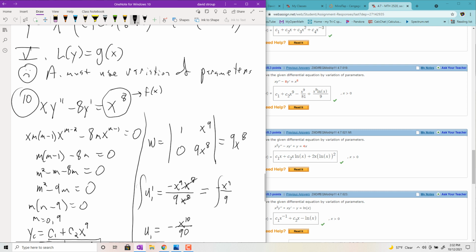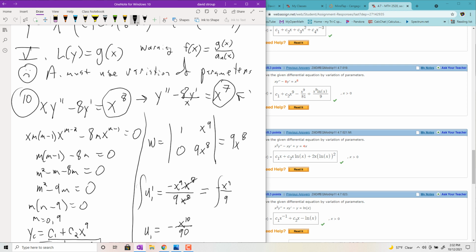Okay, so warning. F of x is not going to be g of x. F of x equals g of x divided by the leading variable expression. Okay, so f of x is not x to the 8th. X to the 8th is g of x. Okay, f of x is what happens when you divide everything by x. So you'd have y double prime minus 8y prime all over x equals x to the 7th. Okay, that thing then is f of x. I totally apologize.